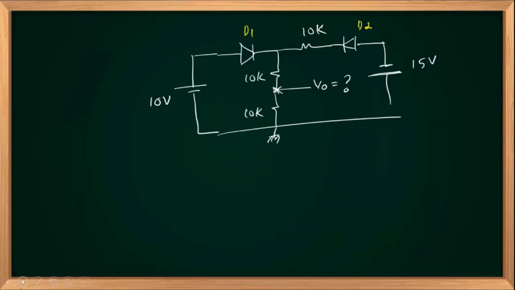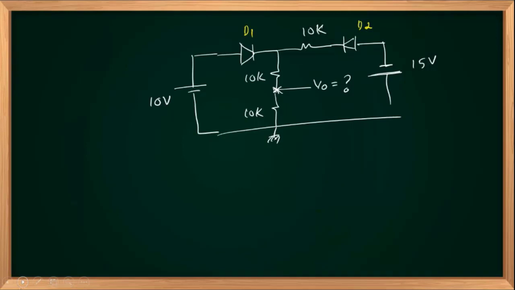And you can identify the status of the diodes. What is the status of D1 and D2? Of course, the circuit will theoretically have 4 possible states. Among that, only one state will be the stable state.